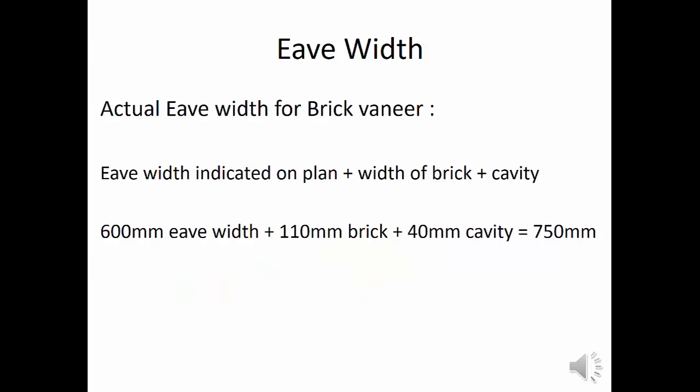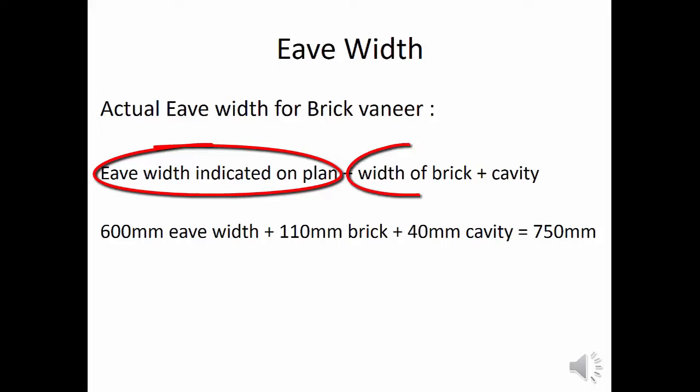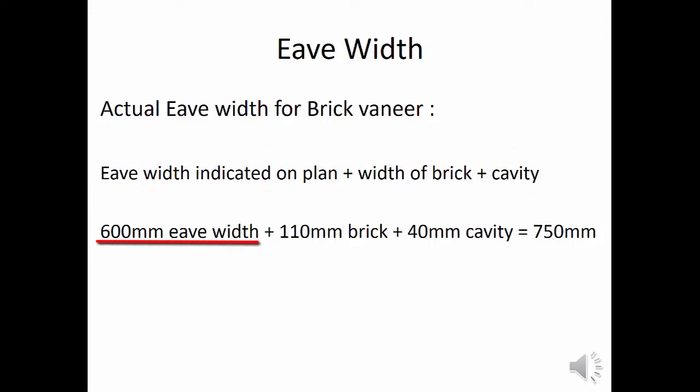The calculation is done by adding the eave width that is indicated on the plan to the width of the brick used for the job and the cavity used for the job. So if your eave width shown on the plan is 600 millimeters and you're using a standard brick, which is 110, and a standard cavity of 40 millimeters, adding those together would give you an actual eave width of 750 millimeters.